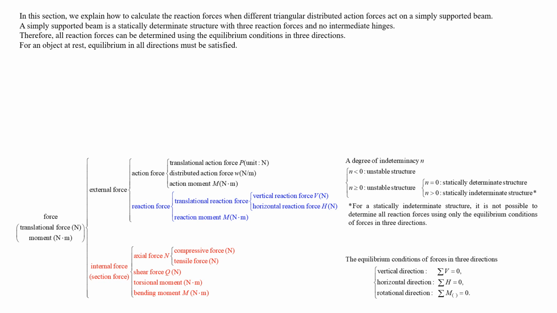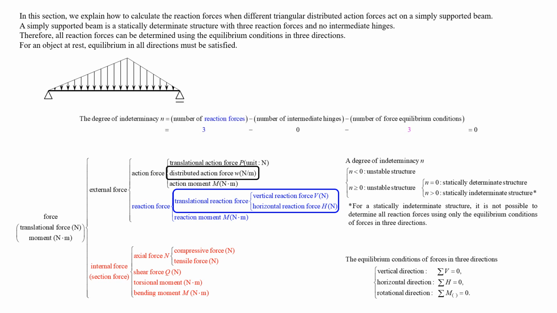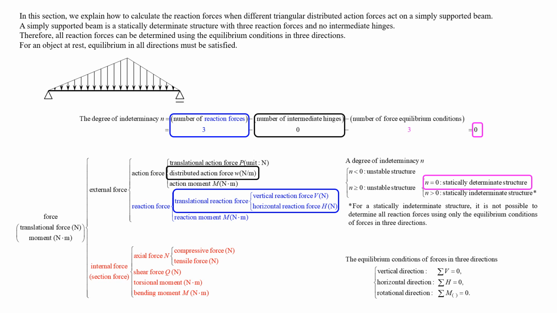In this section, we explain how to calculate the reaction forces when different triangular distributed action forces act on a simply supported beam. A simply supported beam is a statically determinate structure with 3 reaction forces and no intermediate hinges. Therefore, all reaction forces can be determined using the equilibrium conditions in 3 directions.